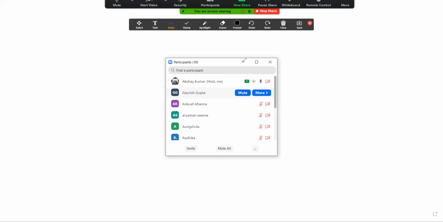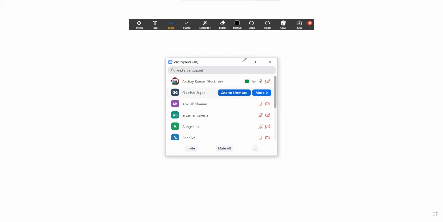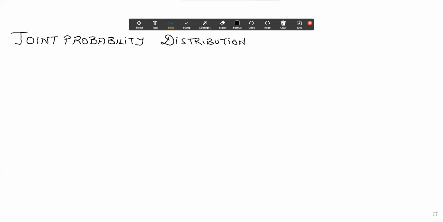We start with a new chapter in stats today. This is called joint probability distribution. This is a very important chapter in your course, and it comes with a good weightage in the exam.